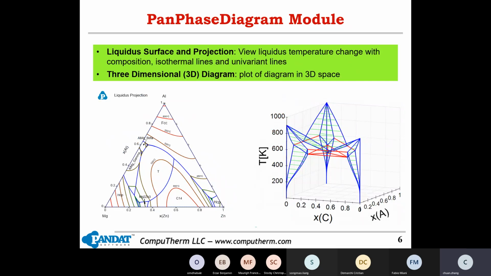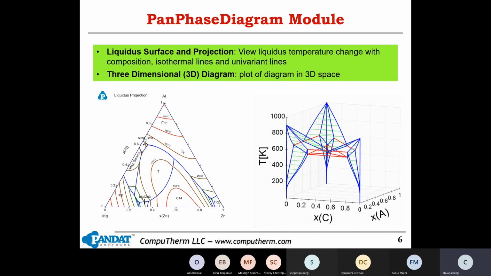In this slide, the right figure is a liquidus projection of the aluminum-magnesium-zinc ternary system. The calculated lines in blue divide the diagram into different regions. Each region shows the primary phase at that composition during solidification. The contours are the isothermal lines. This is called a liquidus projection.